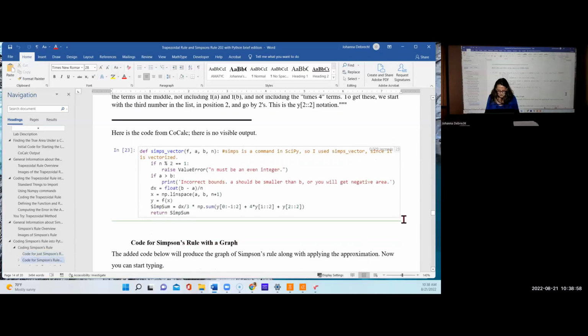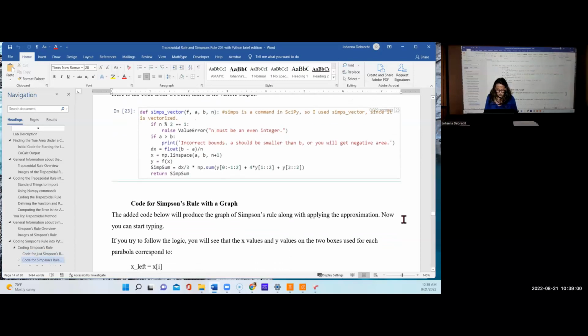Now let's see what the code looks like. So the code itself is relatively short, but it is complicated because of this command right here, which is using the arrays. And of course, this last one here started in the 3rd position and goes every other one. So this is picking up all the ones with multiples of 2, and it's giving us those values in there.